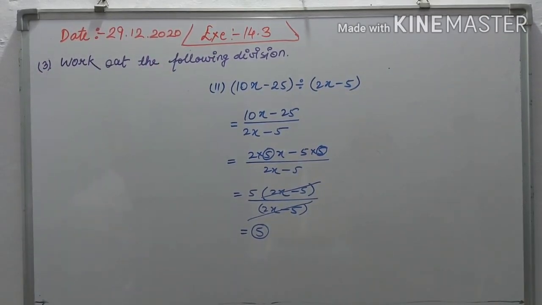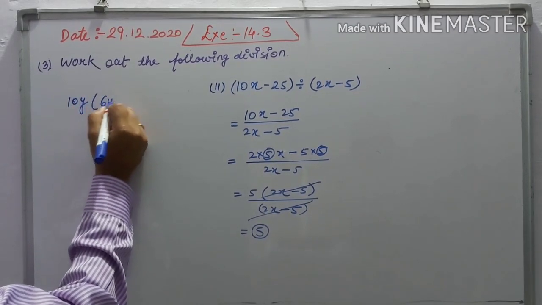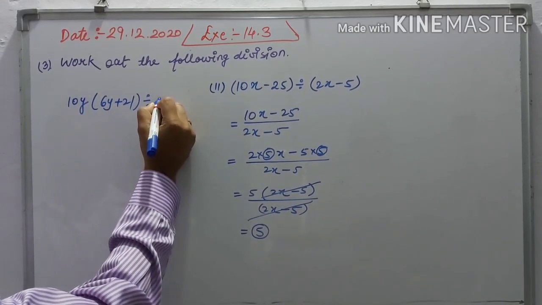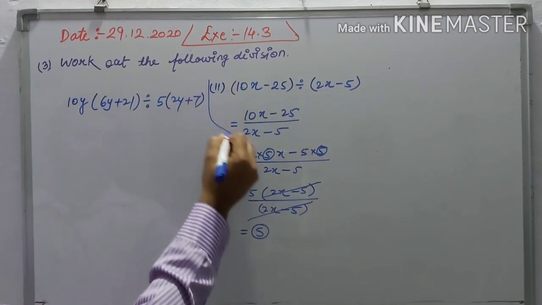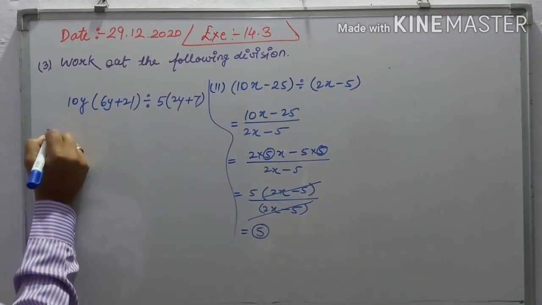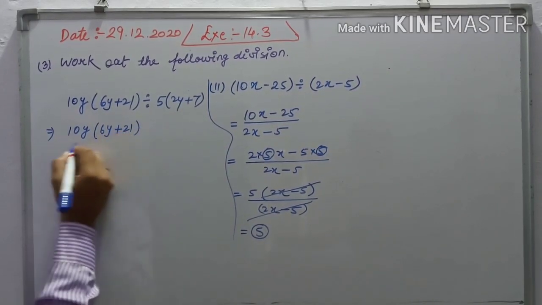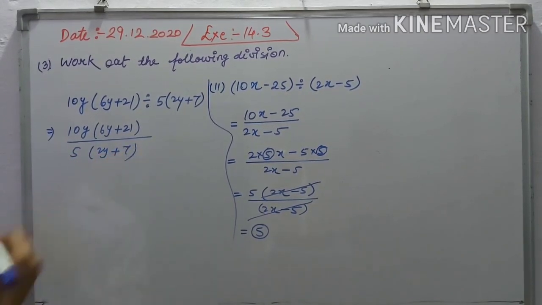Next question is given: 10y, in the bracket 6y plus 21, divided by 5 and 2y plus 7. Okay, now solve. 10y times (6y plus 21) is divided by 5 times (2y plus 7).